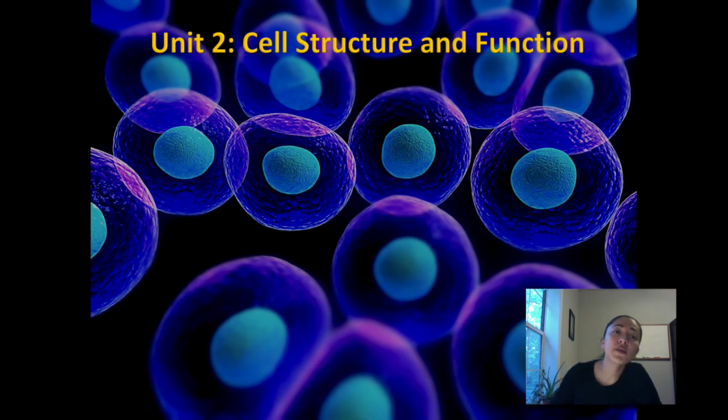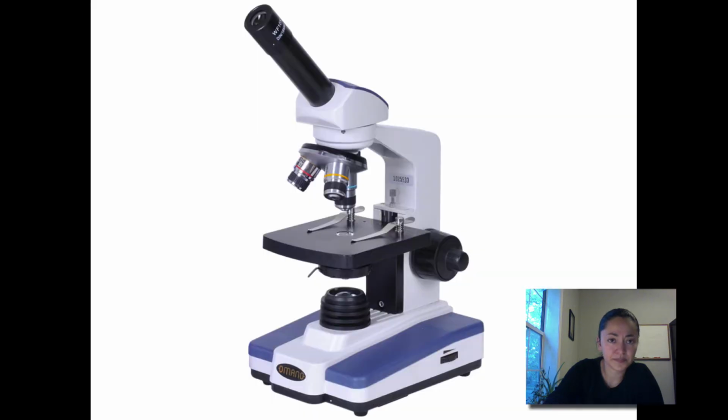Okay, so this is the review for Unit 2, Cell Structure and Function. The first objective says distinguish between field of view, focal plane, and depth of field. This is on page 16 of your lab manual that I'm reading from.